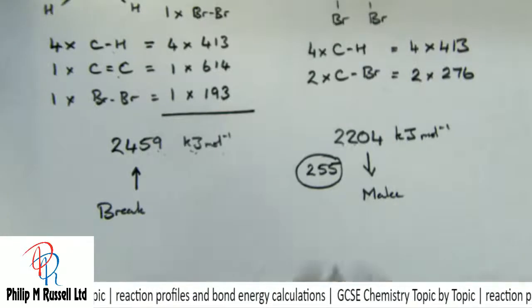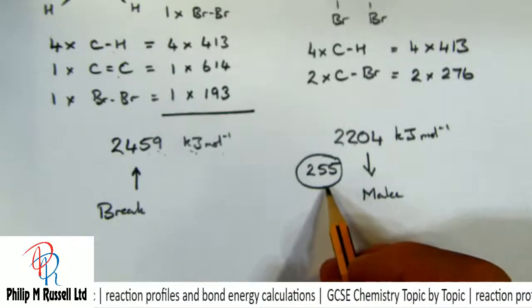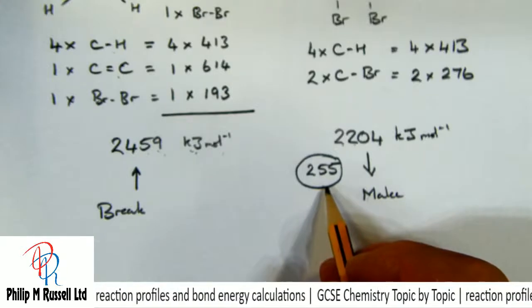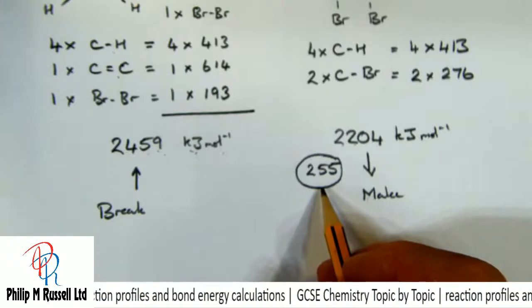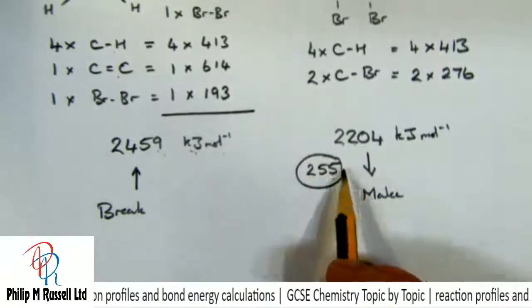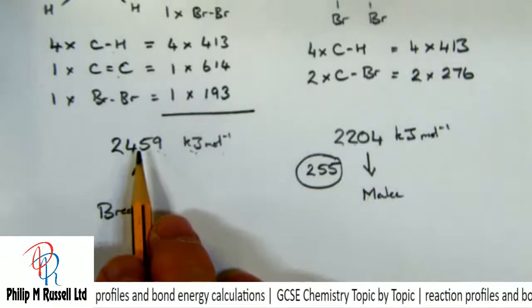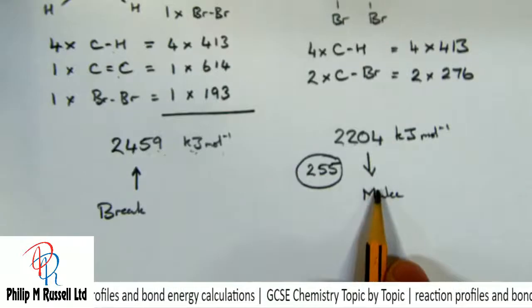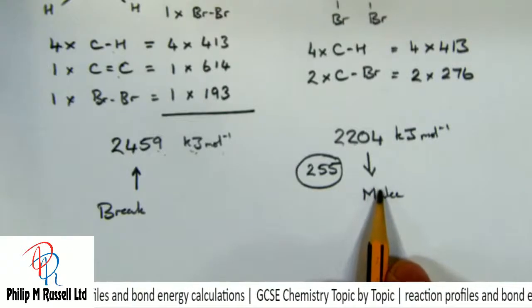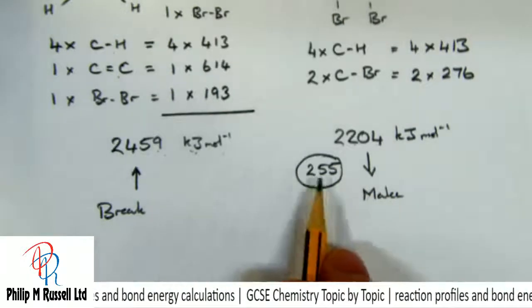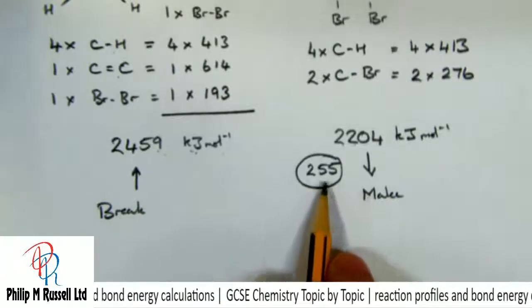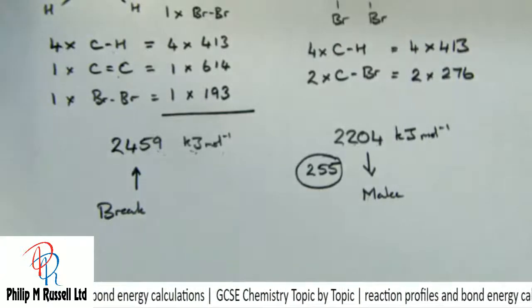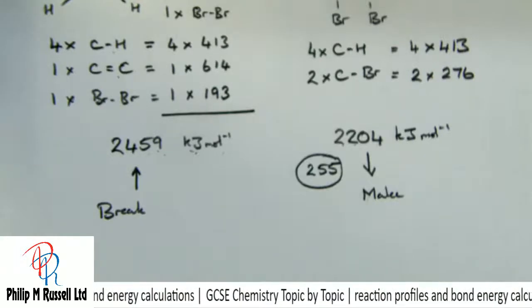So what can we say about this 255? Well, we put in this amount of energy, but we only got out that amount of energy. So we're short of 255 kilojoules for every mole.